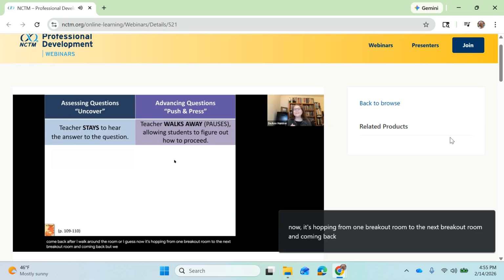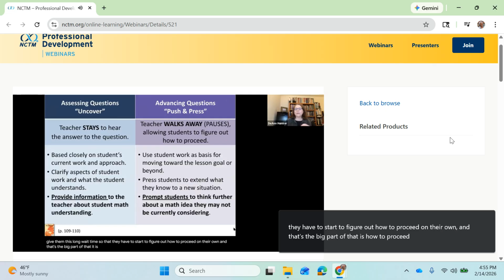But we want to give students time. Like we might walk away or we might give them this long wait time so that they have to start to figure out how to proceed on their own. And that's the big part of that, is how to proceed on their own. So the assessing questions is really about providing information to us as a teacher about kids' understanding. And then the advancing questions are really where we're prompting students to think more deeply about a math idea that perhaps often they're not even currently considering, or maybe they mentioned it and we want them to push more deeply.